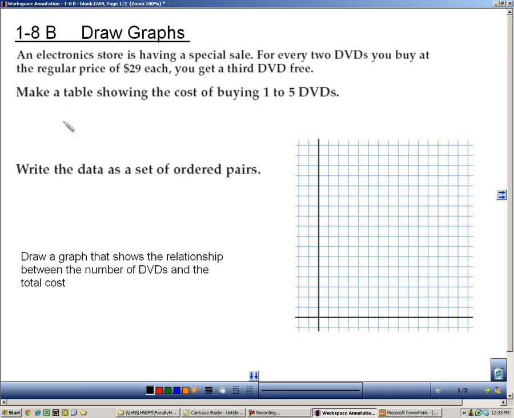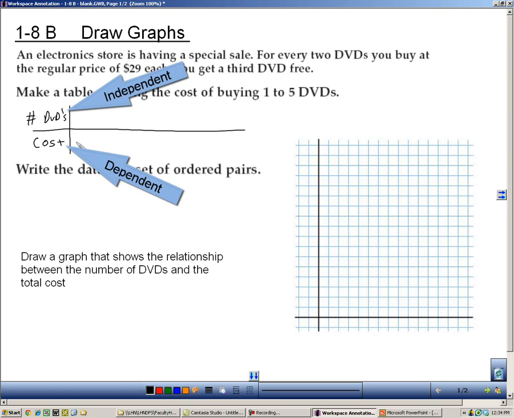Sometimes you could make a table up and down, but because of the space that I have here, I'm going to make my table left and right. So let's call the top the number of DVDs. Now why am I doing that? Because the number of DVDs is my independent value. It's the value that is just bought, and then the cost for those DVDs depends on how many I buy. So we put the independent on top and the dependent on the bottom.